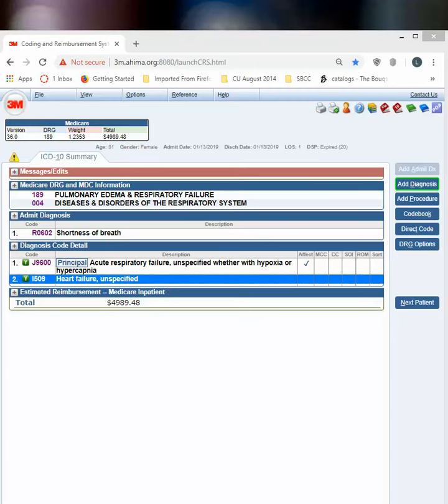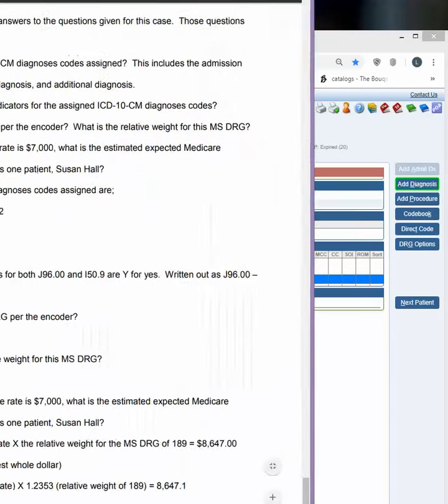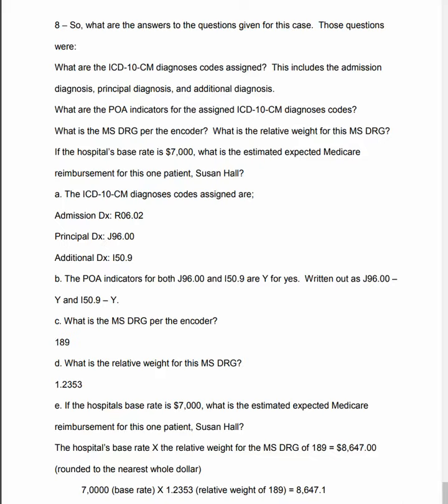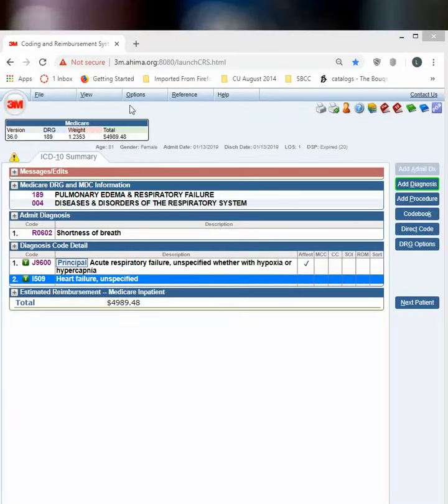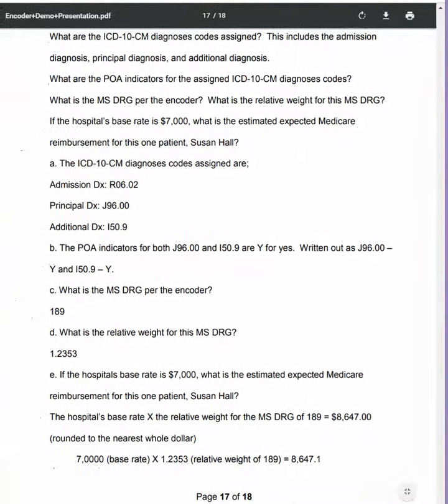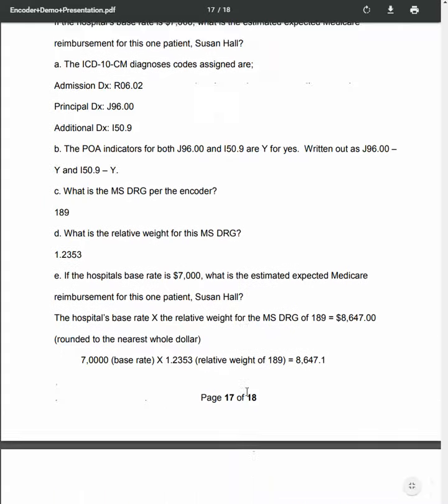But in the clinical information, or in the assignment, you were given specific information. You were asked to calculate the expected reimbursement based on a hospital base rate of $7,000. So here are the answers to those first few questions, which are noted on the screen. The relative weight again is up here at the top, 1.2353, and that's noted here in the document in the class.